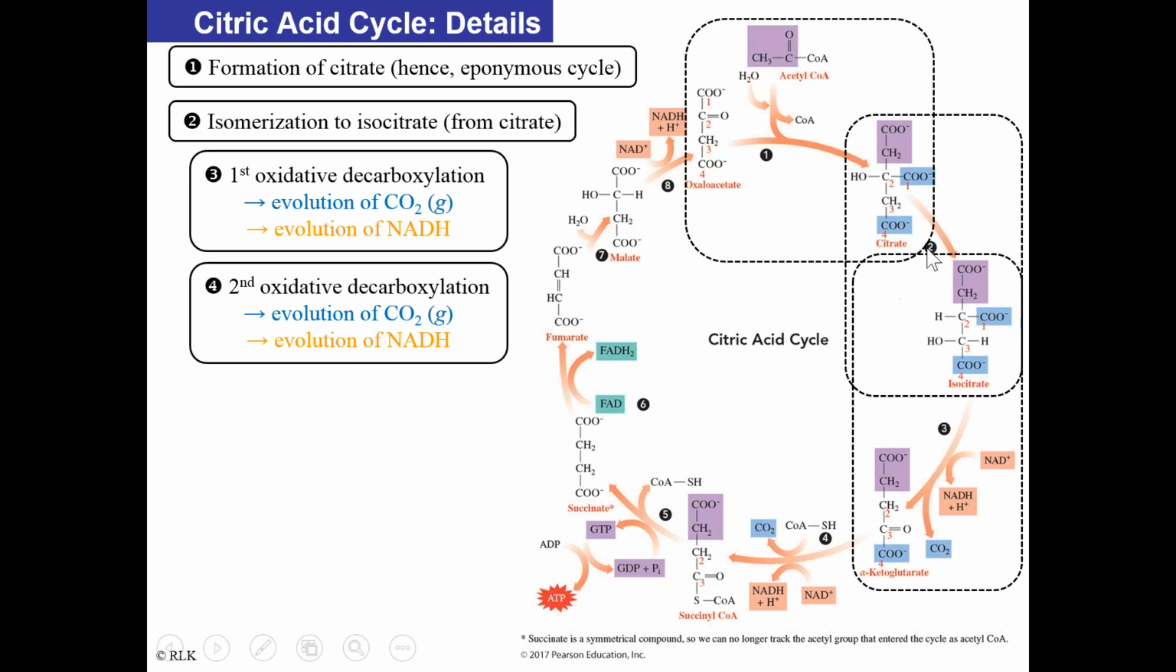If we go back up to citrate and isocitrate, you see that there's no difference. You still have 3 carboxylic acid groups, right? You have 2 in blue and 1 in purple.